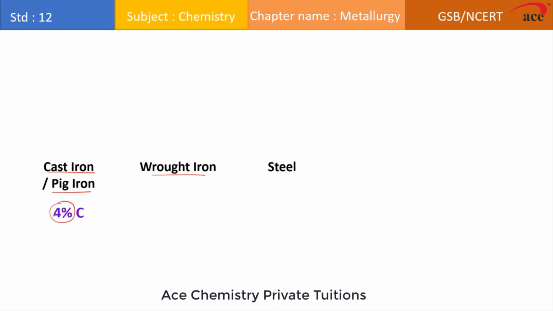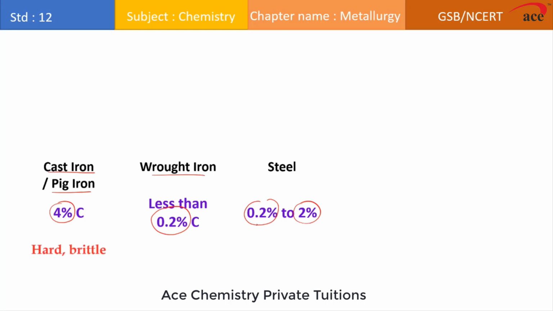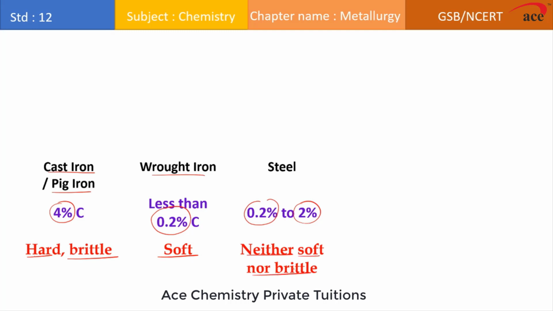Cast iron or pig iron contains the maximum amount of carbon. It is about 4% of carbon. Wrought iron consists of less than 0.2% of carbon, and the steel contains between 0.2 to 2% of carbon. So the maximum carbon content we can see in the case of cast iron or pig iron, and because of this more carbon content, it is hard and brittle in nature. Wrought iron contains the least percentage of carbon. It is soft in nature, and the steel is neither soft nor brittle.